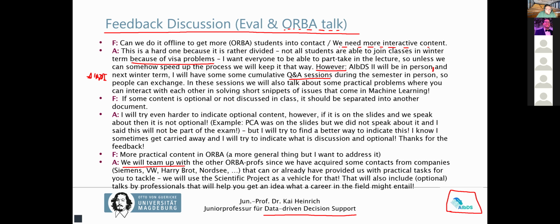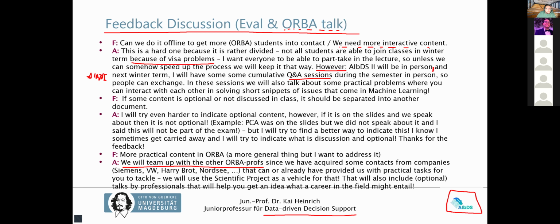But we will team up with other professors, and then we will talk about how we can organize, under the realm of the scientific project, groups that work on this. So we will offer more practical problems under the scientific project, and not in a separate seminar. This is how I would have liked it most, but there are some administrative issues. I cannot ensure that everybody, for example, has done AIbDSS2.